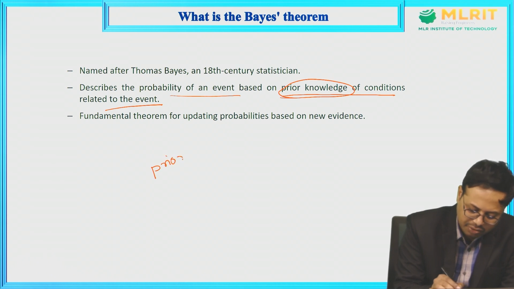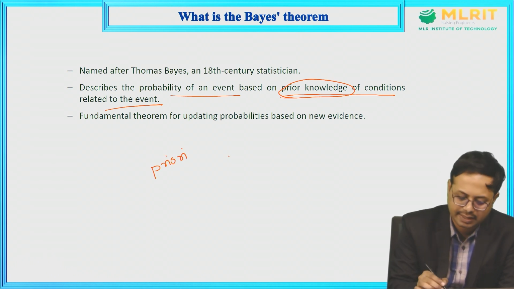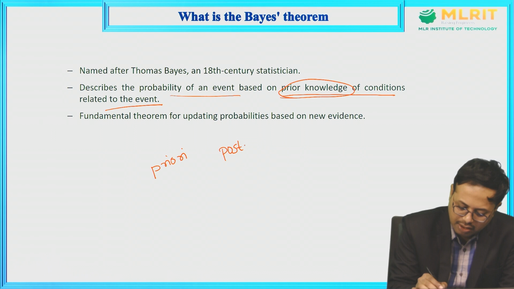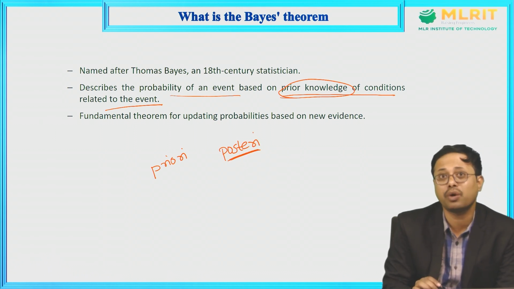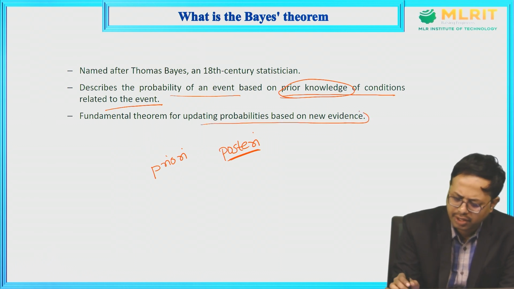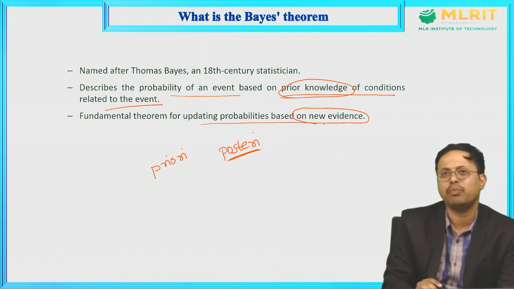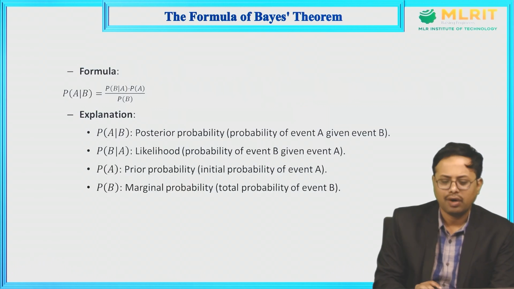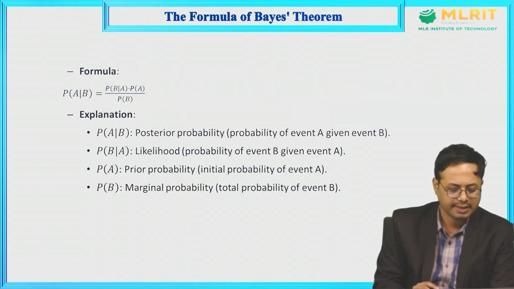Prior concepts only are applicable in case of Bayes theorem. Posterior concepts are not applicable in the Bayes theorem. Those are applicable for the conditional probability theorem. Next, Bayes theorem is for updating the probability based on new evidence. What is the formula of Bayes theorem?